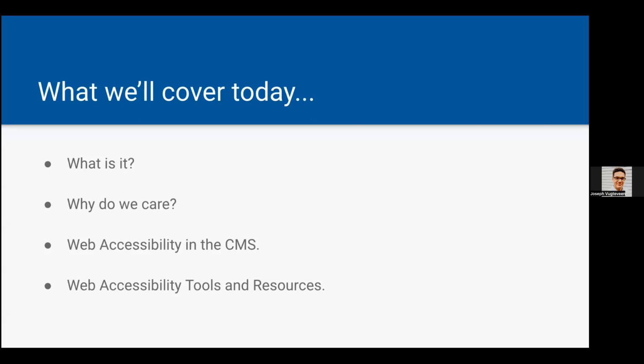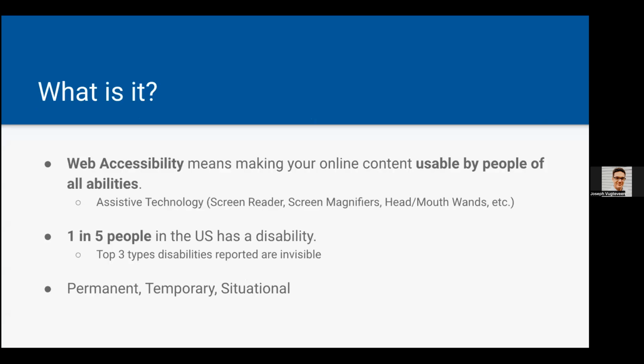So just quickly, what we're covering: what web accessibility is, why we care, what it looks like in the CMS, and then some tools and resources at the very end. Web accessibility is how you make your page usable to anyone regardless of their ability. Most people think of somebody with a disability using an assistive technology like a screen reader, screen magnifier, head or mouth wands. It goes on and on from there.